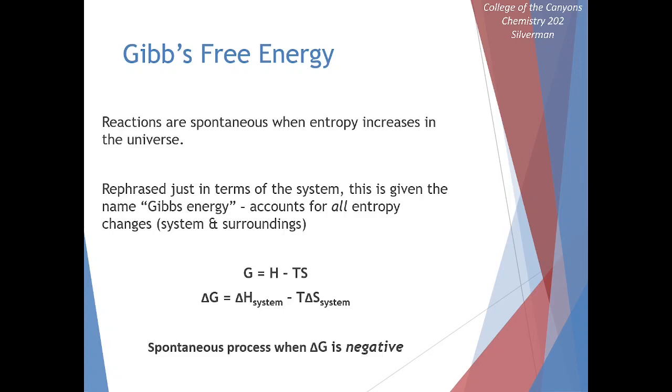The good news here is that instead of having to deal with the entire universe, Gibbs free energy is only in terms of our system. We have that equation that we wrote down on the previous slide: the enthalpy of our system minus temperature times the entropy of our system is our change in Gibbs free energy. For the entropy of the universe, we were trying to make that positive. For Gibbs free energy, since we've multiplied by negative T, for spontaneous reactions, delta G is going to be negative.